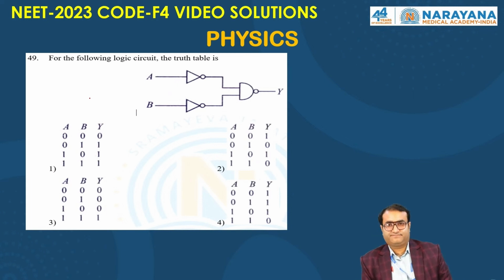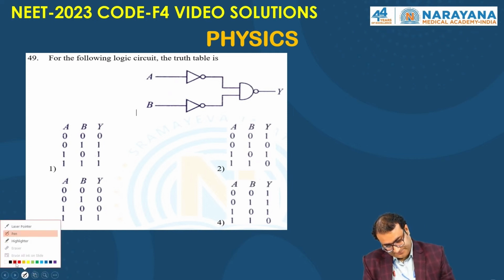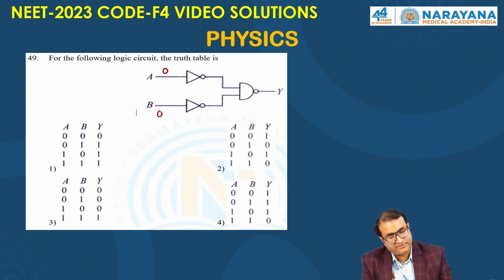Question number 49. If you connect two NOT gates with a NAND gate like this, it will become an OR gate. The truth table of OR gate should match here. Or you can go individually. If you put 0 and 0, supply 0 and 0, 1 will come here, 1 will come here. Output of a NOT gate for a 0 is 1. For 1 and 1, the NAND gate output will be 0.